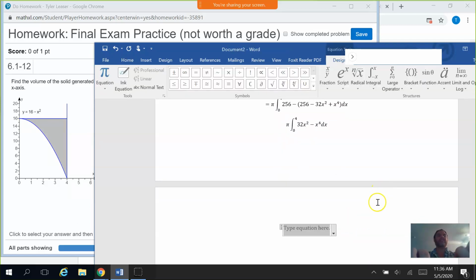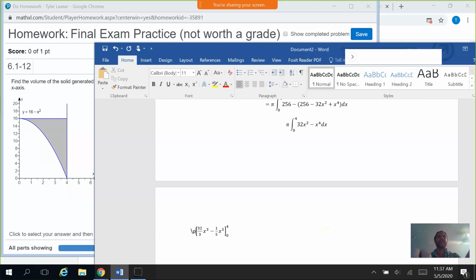Okay, and then just to finish it off real quick, the antiderivative of 32x squared is 32/3 x cubed, minus x to the 4th will be 1/5 x to the 5th. That's going from 0 to 4. Oops, I also forgot my pi already. There should be a pi way out in front of this.